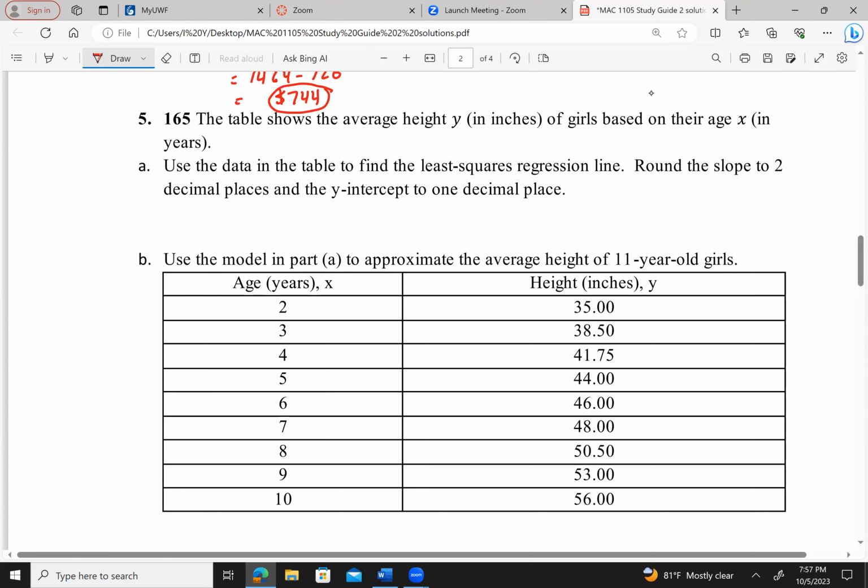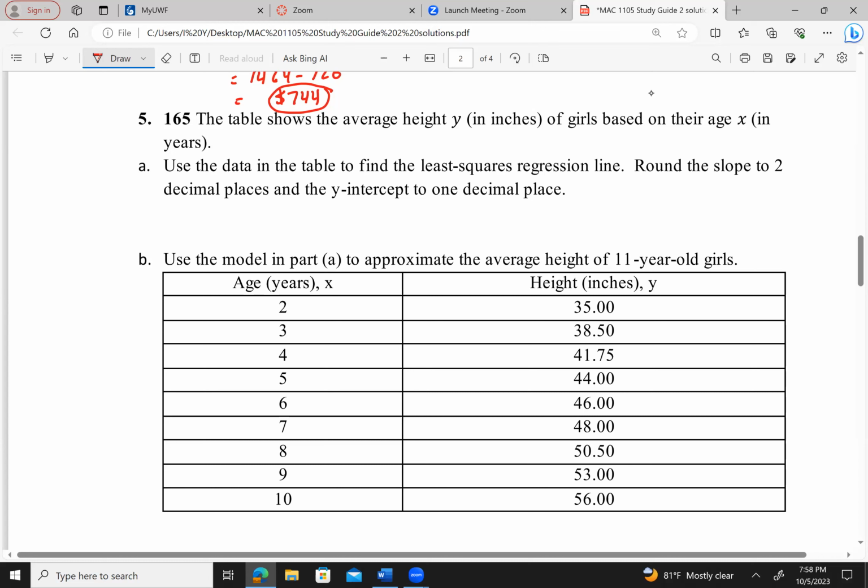Now you should be up at the top of list 1. Just punch in your ages. 2 enter, 3 enter, 4 enter, and so forth. When you're done with that, scroll right to put in list 2, which would be your 35.00, 38.50, 41.75, and so forth. Once you have that, hit stat again.